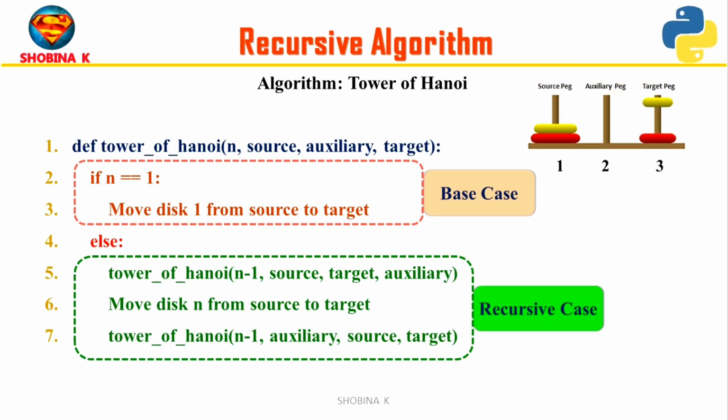Line 7 is the second recursive call. It moves the n-1 disks from the auxiliary peg, where they were temporarily moved in the first recursive call, to the target peg, using the source peg as a temporary peg. So this algorithm recursively breaks down the puzzle into smaller subproblems until it reaches the base case. That is when there is only one disk to move.